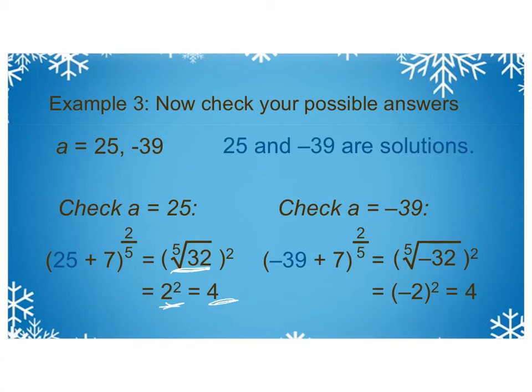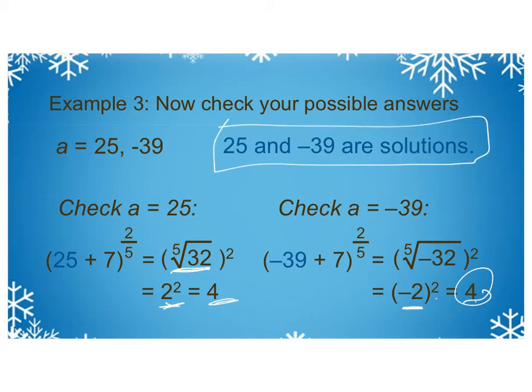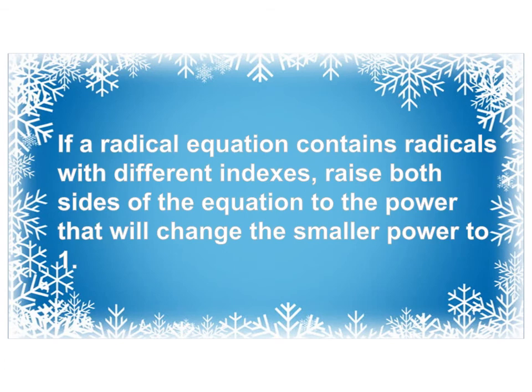All right, a equals negative 39. Well, negative 39 plus 7 is negative 32. The 5th root, see, now it's odd. The 5 is odd, so the fact that that's a negative isn't going to be a problem. It's only a problem if the index is even. So I have negative 2 squared is 4. That also was my correct answer. So that means that both 25 and negative 39 are solutions. Yay.